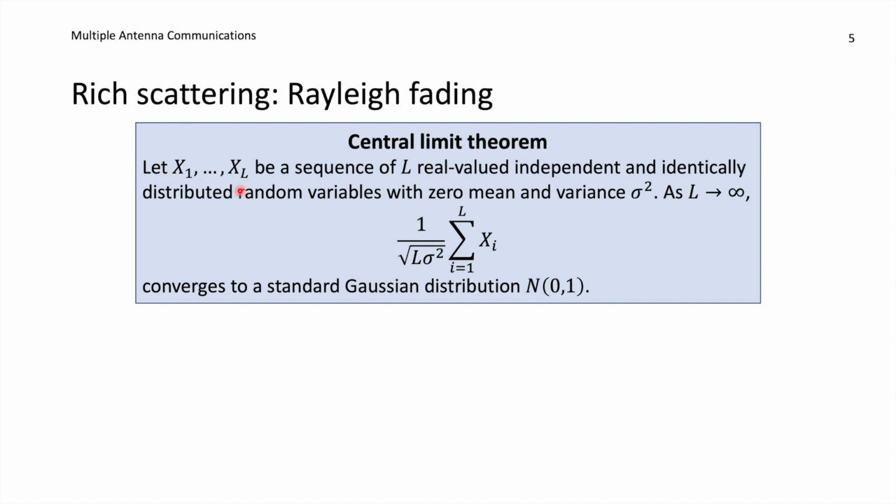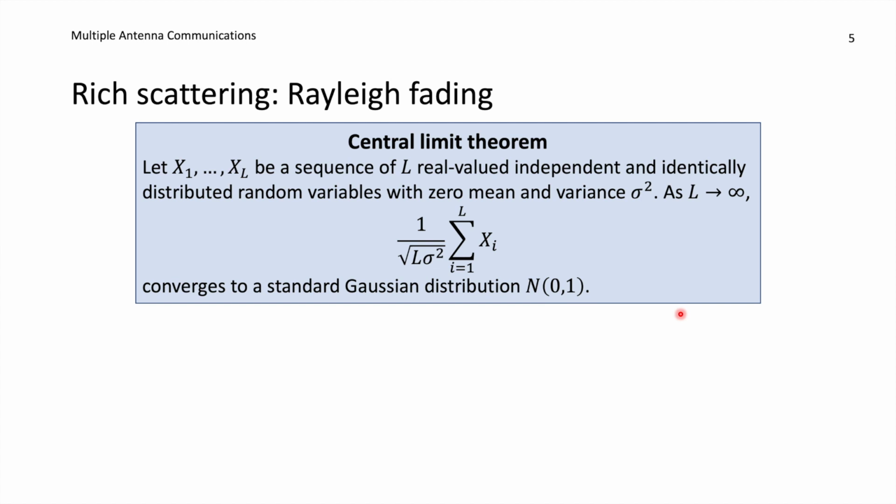So let x1 to xL be a sequence of real-valued, independent and identically distributed random variables. All of them have zero mean and the variance that we call sigma square. If we take these L random variables, add them up, and divide with 1 over the square root of L sigma square, which is essentially 1 over the square root of the variance of the summation, then when we have many random variables this will converge to a standard Gaussian distribution that has zero mean and variance 1.